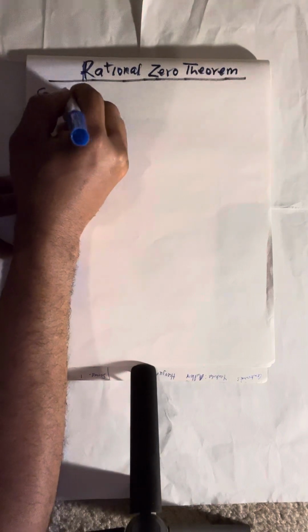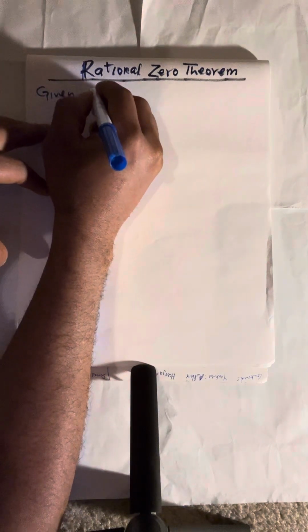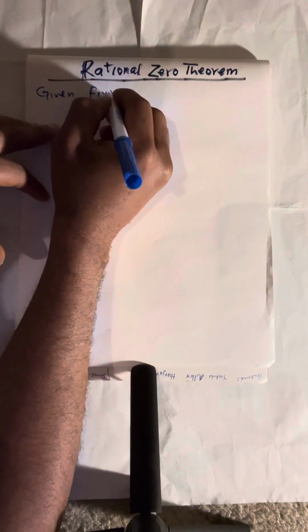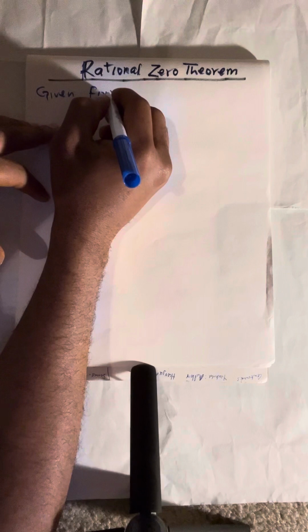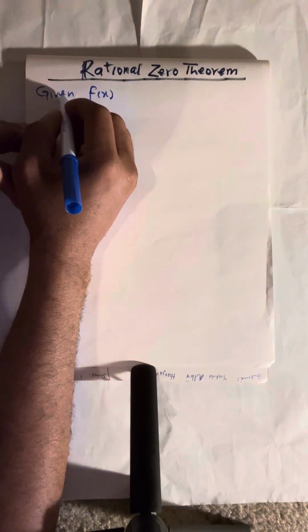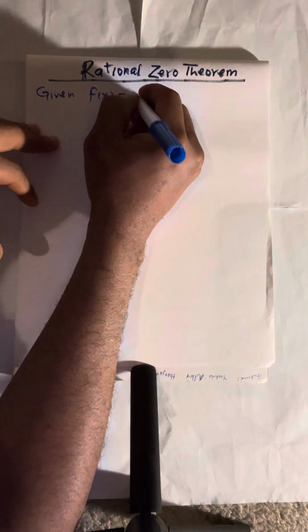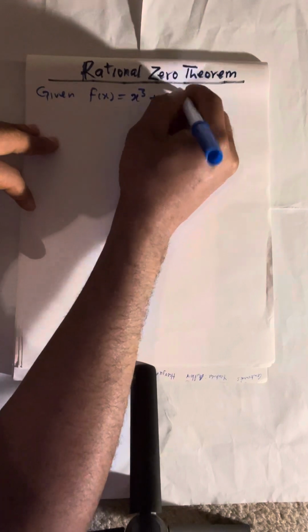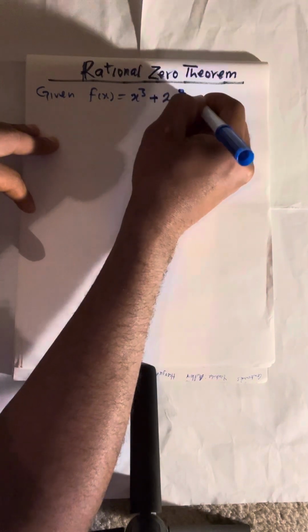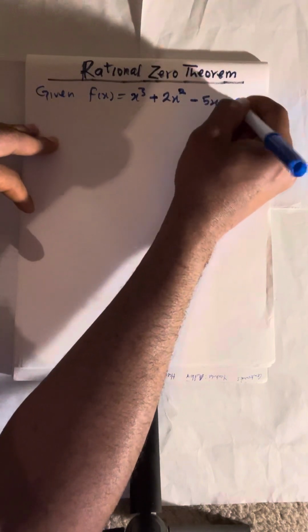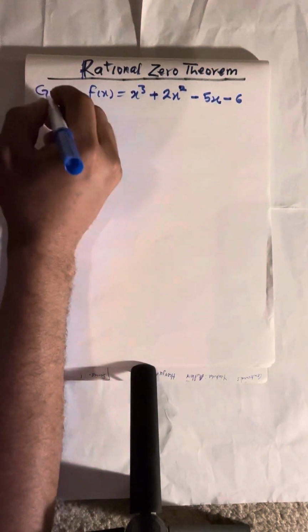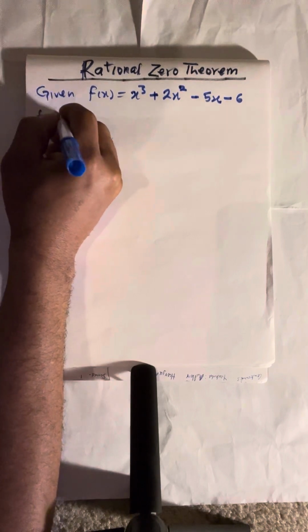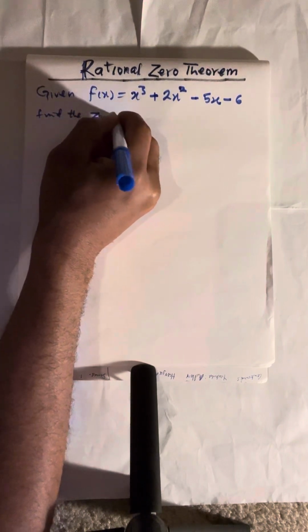To start with, let's take an example. Given f of x equals x raised to power 3 plus 2x raised to power 2 minus 5x minus 6. Given this, find the zeros, meaning the zeros of this function.